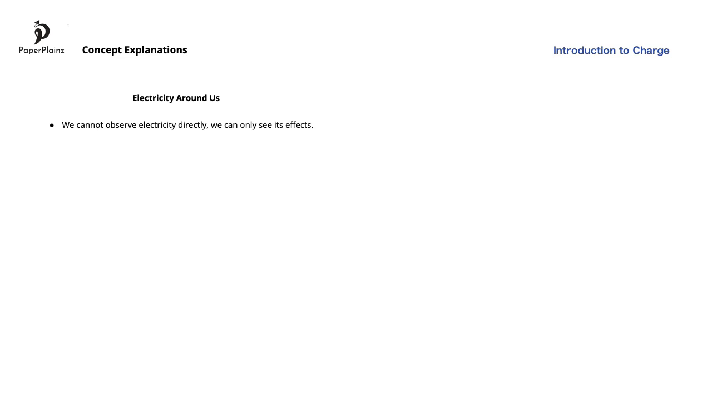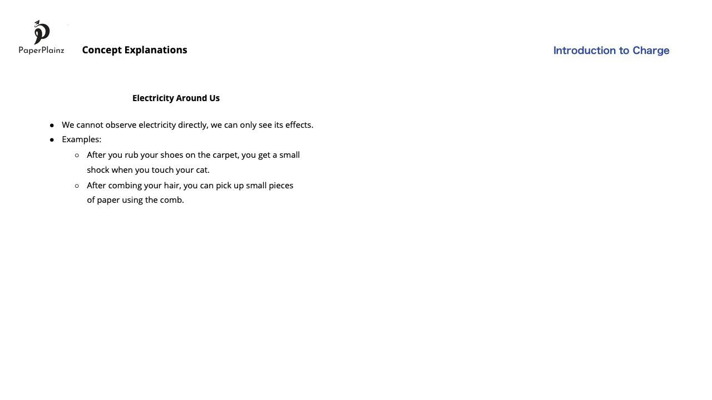However, we can observe the effects of electricity. We have already mentioned a couple of these effects. Here are a few more. When you rub your shoes on the carpet and afterwards you touch your cat, or in fact any other animal or person, you get a small shock. You can comb your hair and afterwards use the comb to pick up small pieces of paper. Finally, lightning during a storm is also a result of electricity. Here, the same thing happens as when you touch your cat, except at a much bigger scale. All of these examples are a result of an unbalanced distribution of positive and negative charge.